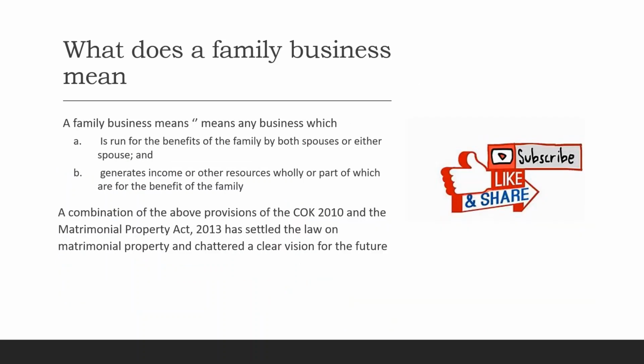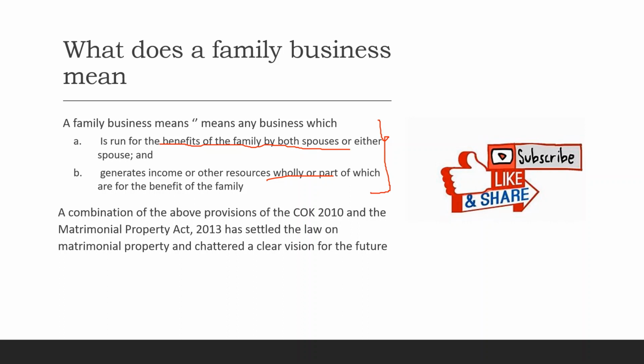And so what does a family business mean? When you check the Matrimonial Property Act, a family business means a business that is run for the benefit of the family by both spouses or either spouse, and number 2, it generates income or other resources, wholly or in part, for the benefit of the family. So this is what a family business means. Remember that contribution to matrimonial property can either be monetary or non-monetary.